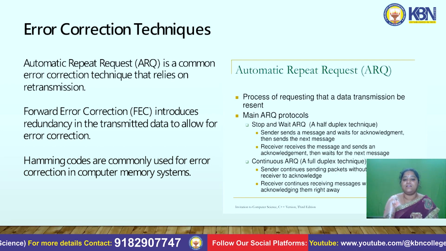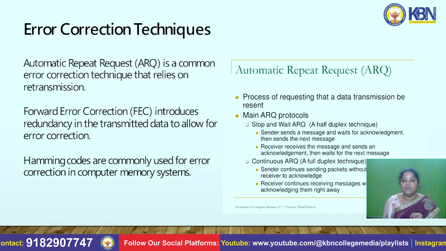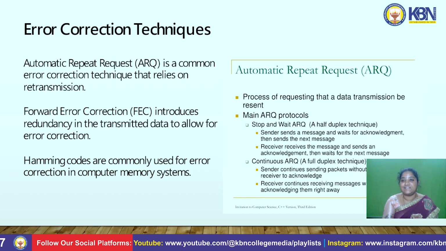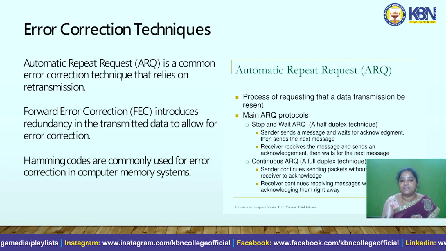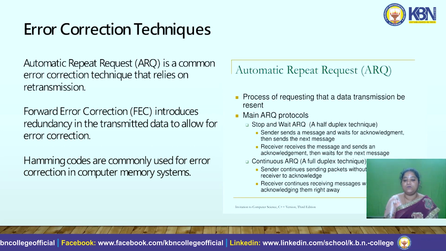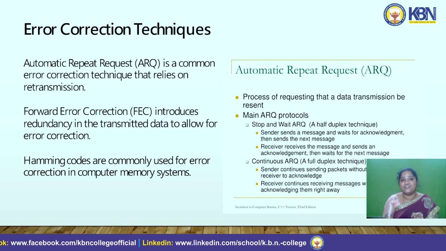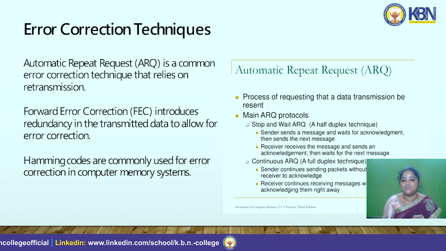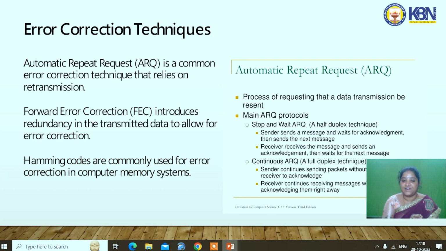That is a half duplex technique: we send a message and wait, then the receiver receives the message and sends an acknowledgement, then waits for the next message. This is the stop and wait half duplex technique. And what about the full duplex technique? The sender continuously sends packets without waiting for acknowledgements, and the receiver continuously receives the messages. These are the automatic repeat requests in error correction techniques.